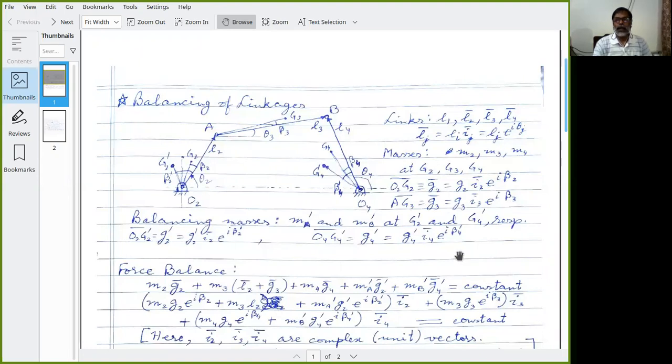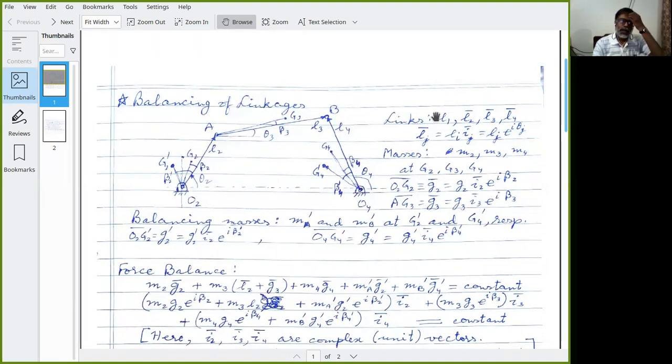So in this last lecture on balancing, we will discuss balancing of linkages, as usual with the example of the four bar, as we have done in the earlier analysis topic. So this is our four bar as usual. Now the notation is here. The link vectors. This is L1.